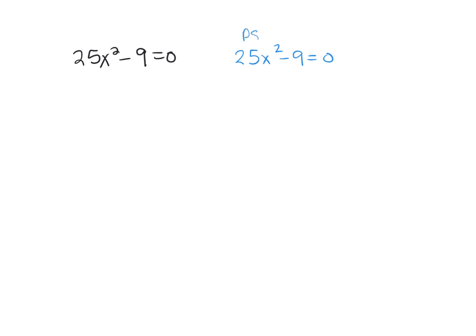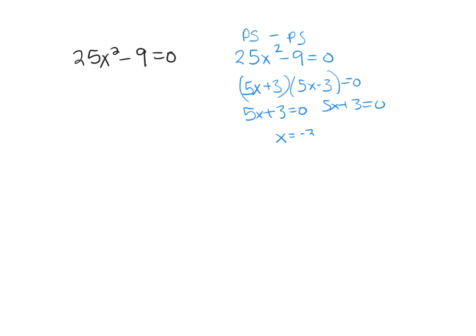What I see is this is a perfect square minus a perfect square. And so that is going to have me do 5x plus 3 and 5x minus 3. And then if I set each of those factors equal to 0 and solve, I would end up with x equals negative 3/5 and x equals positive 3/5.